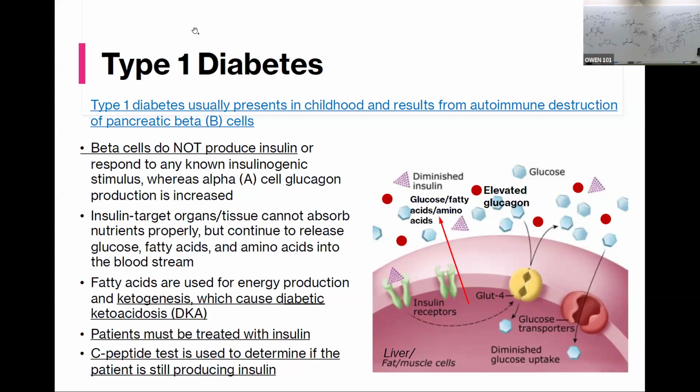To check whether the patient still produces insulin or not, usually they only run the C-peptide test. Remember I mentioned briefly how insulin is made? You have the A chain, B chain, and C chain, right? The C chain produces C-peptides that you can test using immunoassays.